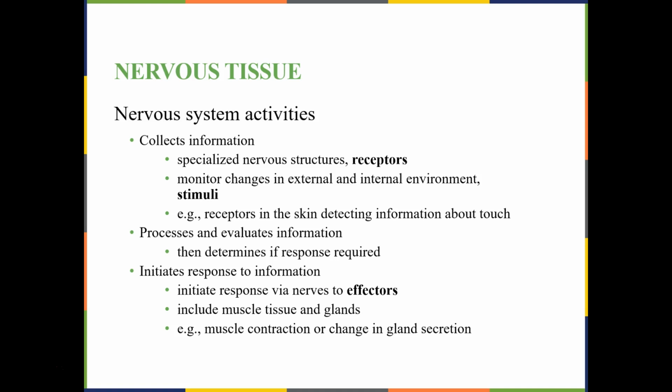These all send signals to the brain or spinal cord, to the CNS, for processing to determine what type of response we need to have. And then that information is going to be sent out through efferent neurons to effectors. And effectors can be muscles or glandular tissue that will then bring about whatever change we have to have happen.